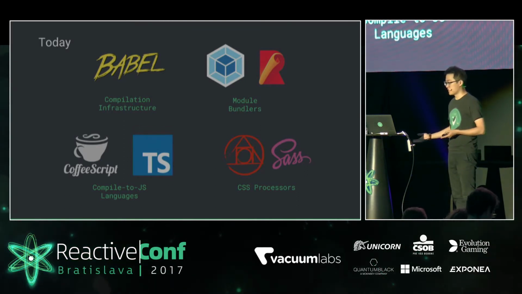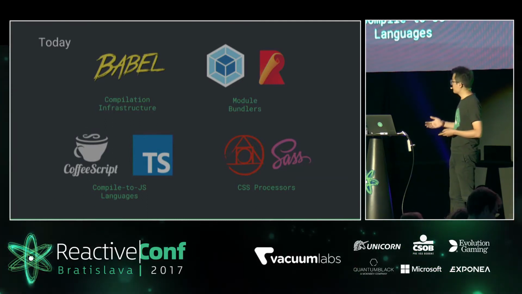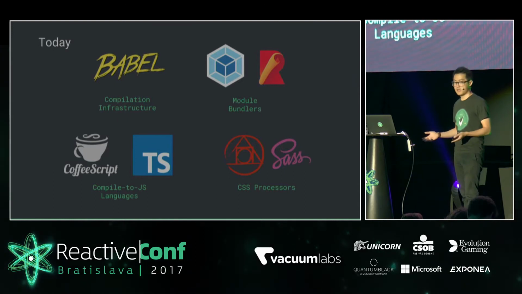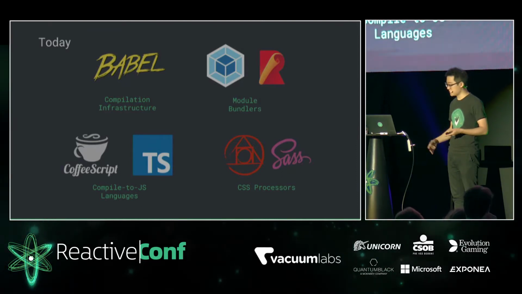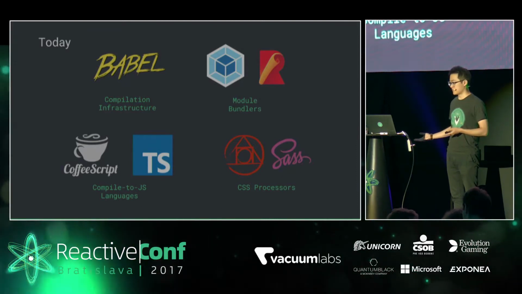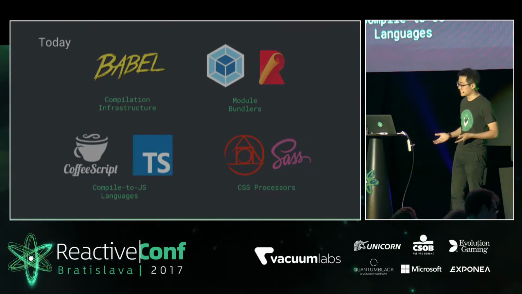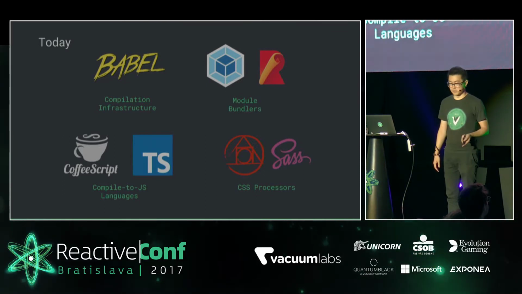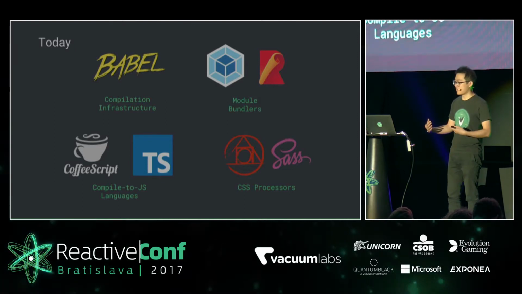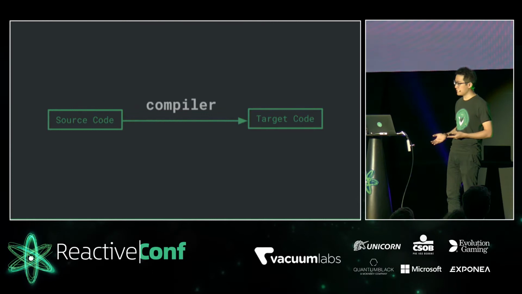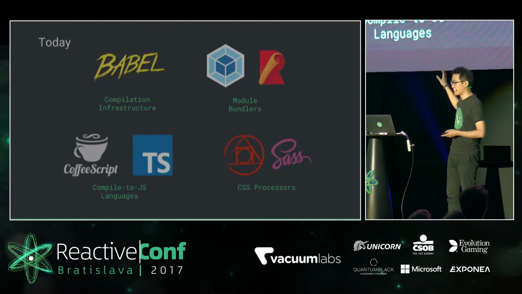We have Babel, the JavaScript compilation infrastructure. We have bundlers like Webpack, Rollup. We have compile-to-JS languages like CoffeeScript, TypeScript, and even Reason or Elm also compile to JavaScript. We have CSS preprocessors like Sass, Less, and also PostCSS, which is more like the compiler infrastructure for CSS. So we have all of these tools that we leverage today. But I want to take a step back and think about, in the early days, we've actually been using compilation optimizations way before these tools.